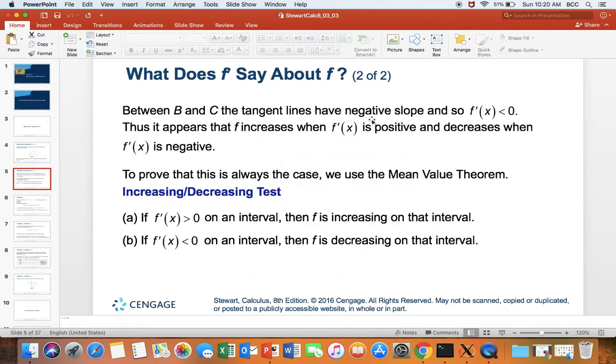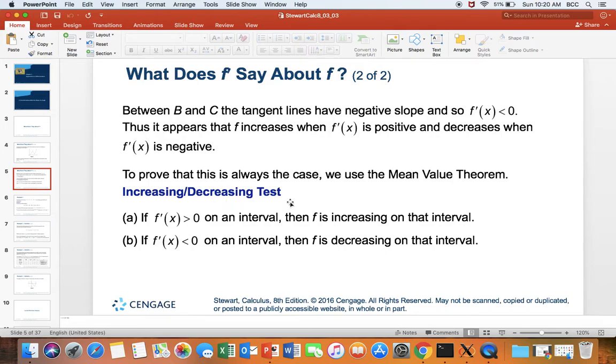Between B and C, tangents have negative slope, so the derivative is less than 0. Less than 0 means negative. Thus, it appears that f increases when f prime is positive and decreases when f prime is negative. To prove that this is always the case, we use the mean value theorem. So, an important test: the increasing, decreasing test.